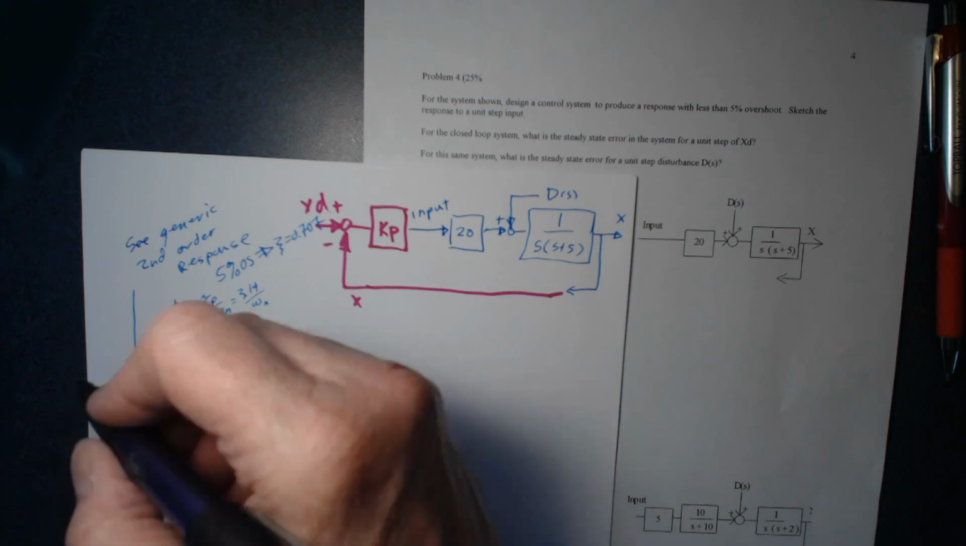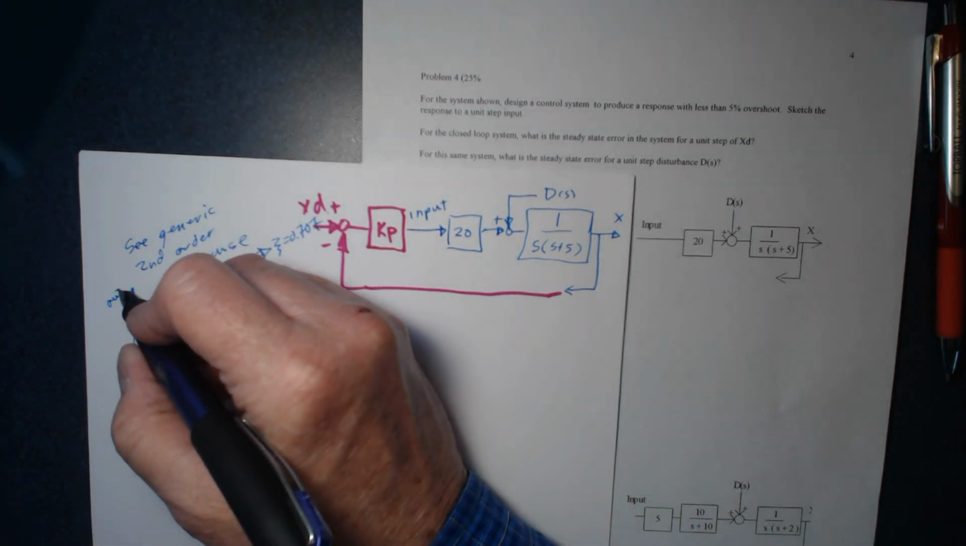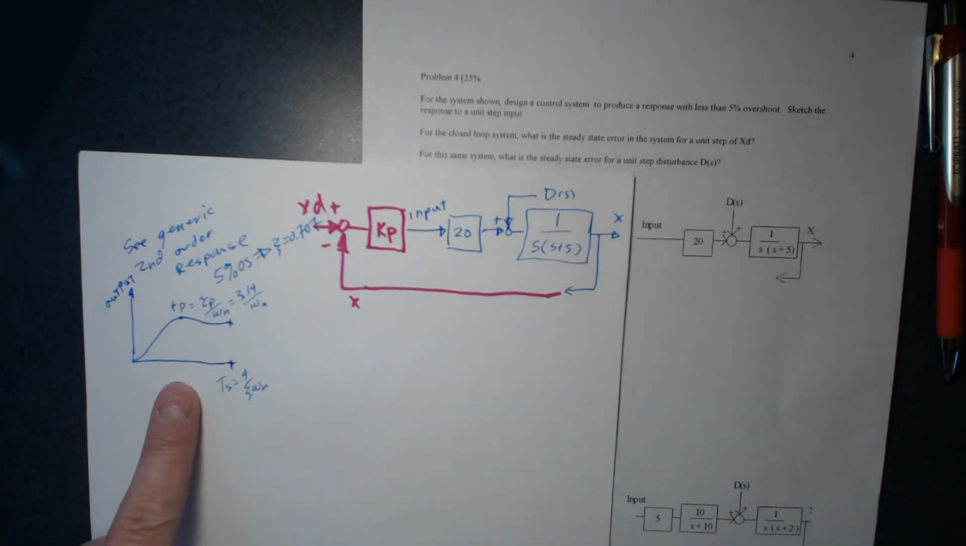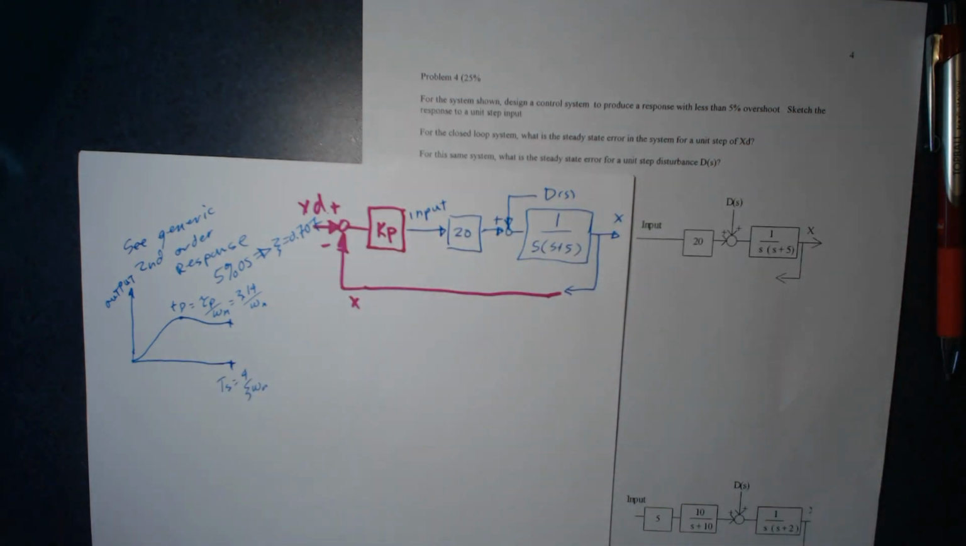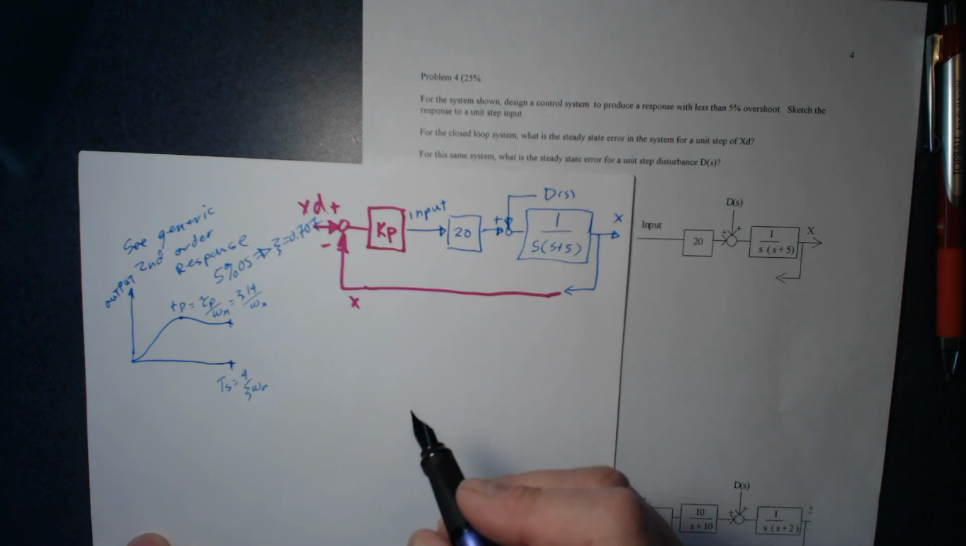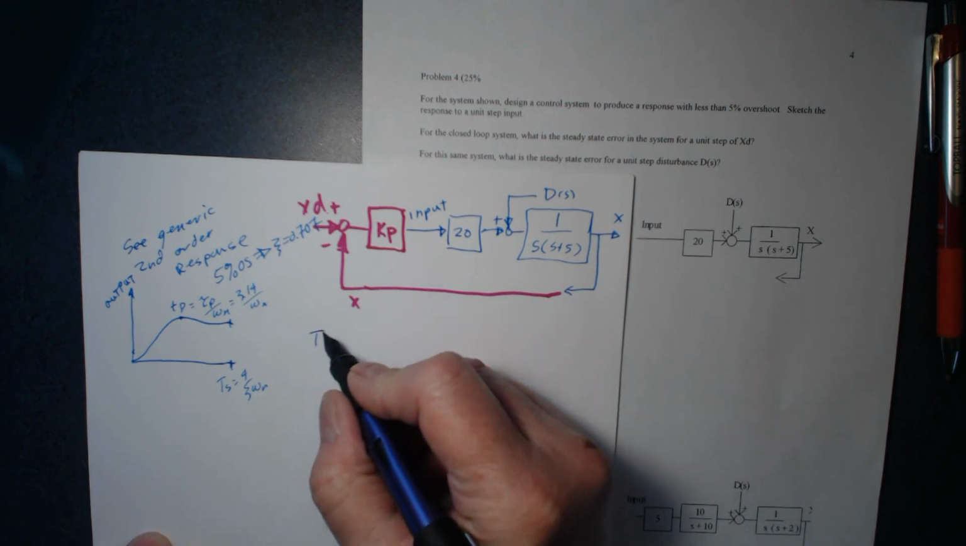I can already draw the output because I'm designing it this way. I'm using the characteristics to make it do this. Time is a little bit of a different thing. All right, so let's see what the transfer function is.